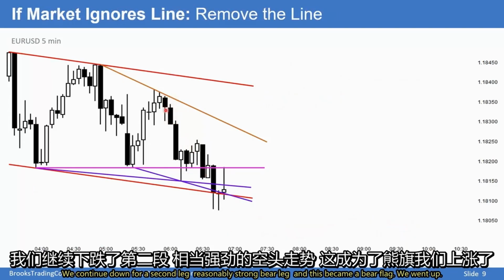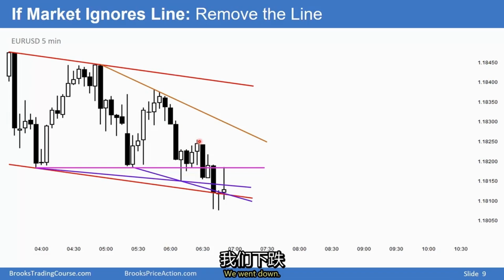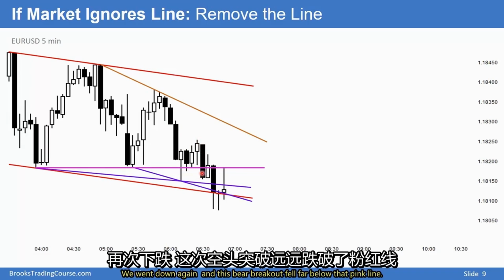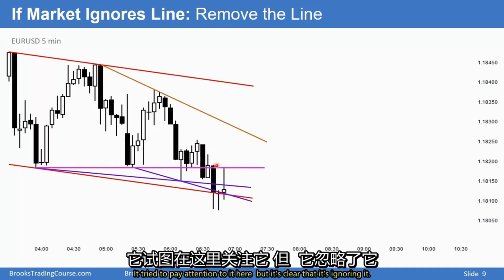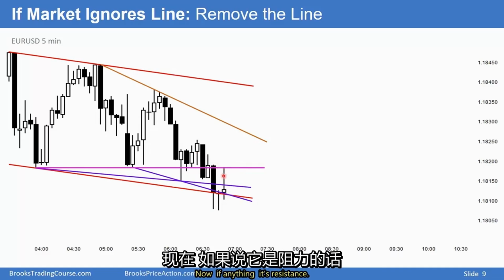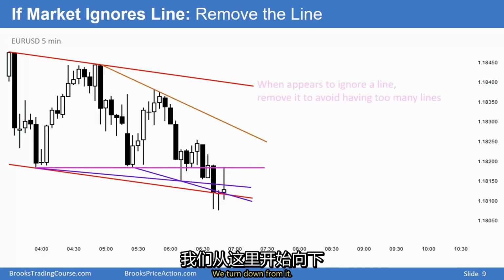We continued down for a second leg, a reasonably strong bear leg, and this became a bear flag. We went up, we went down, we went up, we went down again. And this bear breakout fell far below that pink line. The market's ignoring that pink line. It tried to pay attention to it here, but it's clear that it's ignoring it. Now, if anything, it's resistance. We turn down from it.